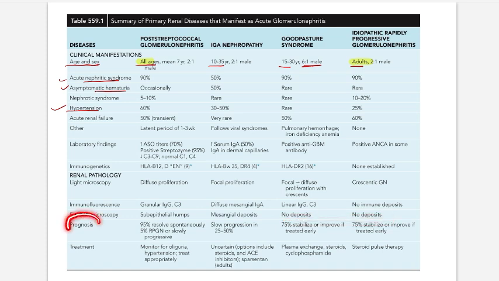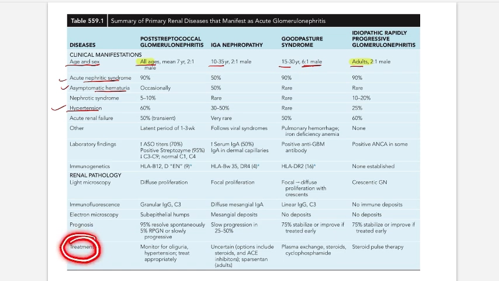So, what is the prognosis? Prognosis is good in PSGN. More than 95% of cases resolve spontaneously. IgA nephropathy is slowly progressive, and Goodpasture and RPGN are stabilized, and if treatment is started early, they tend to improve.